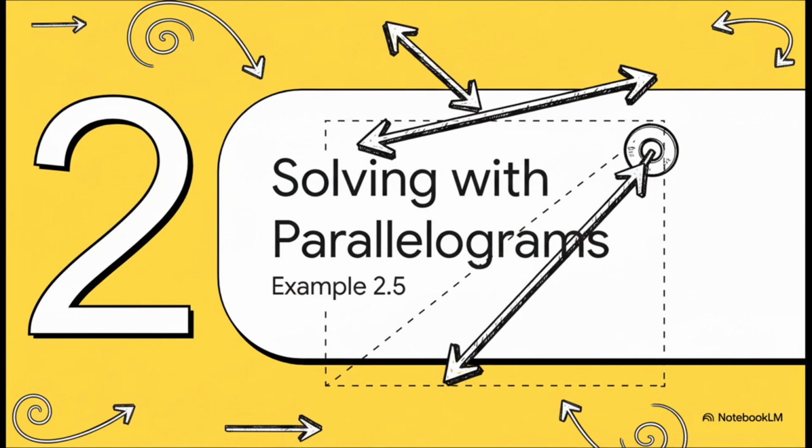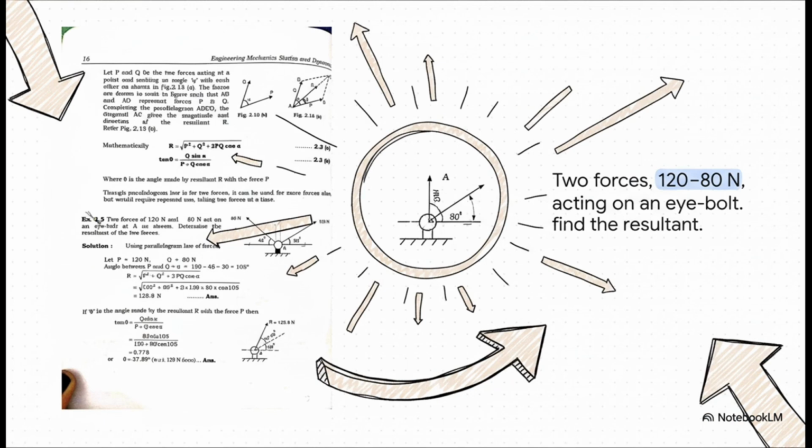All right, theory is great, but let's put this into practice with a classic problem. We've got two forces pulling on an eye bolt. Our job? Replace those two forces with one single resultant force that does the exact same thing. So here's the setup. We've got one force pulling with 120 newtons and another with 80 newtons, and they're both pulling at different angles. The big question is, where does the eye bolt actually feel the pull, and just how strong is it? Let's find out.